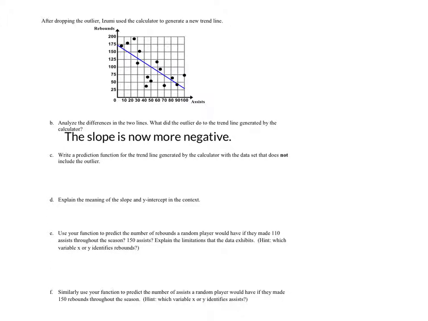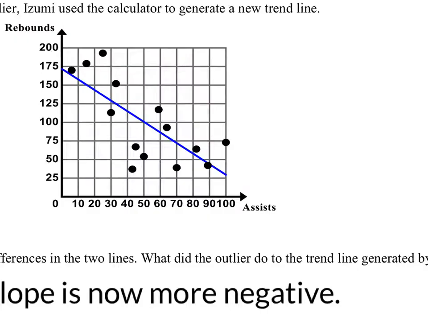Write a prediction function for the trend line generated by the calculator with the data set that does not include the outlier. That's the one that we have. So let's see. This line doesn't go exactly through 0, 175, so we can't say that it is that y-intercept, which means we will have to find it, and that's okay. So let's see, we got y equals mx plus b. Let's find slope first. This point looks like is one that we can count on. That is 50, 100. And then, well, I don't see any others that we could use. 30, it's a little bit above there. They didn't help us out there at all.